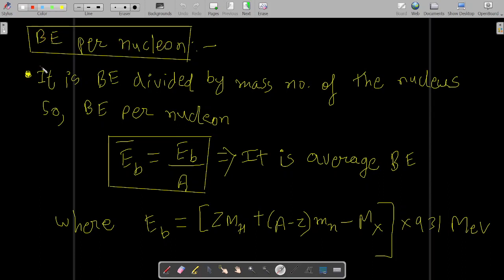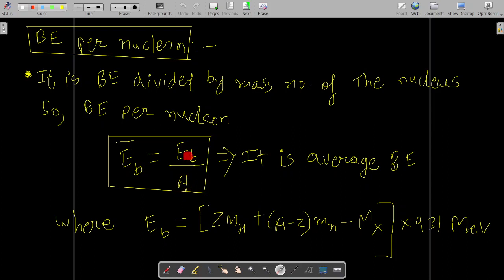So binding energy per nucleon. As the name suggests, it should be the binding energy divided by the total number of nucleons, as A represents your total number of nucleons. Your mass number is basically your total number of nucleons, right? So EB is your total binding energy, divided by the total number of nucleons, which means your total mass number.